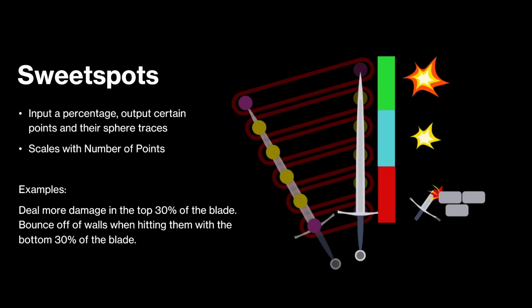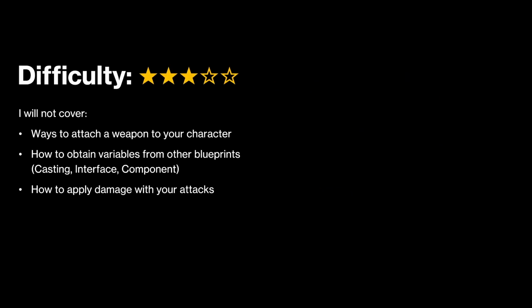Now, one of the advantages of a scalable number of trace points is that you are able to set the sweet spots to a percentage, and no matter the number of trace points, your sweet spots will always be at the same percentage. So then, this will be a somewhat more intermediary tutorial than what I would usually cover. In order to keep it short and to the point, I will not cover a certain number of things.